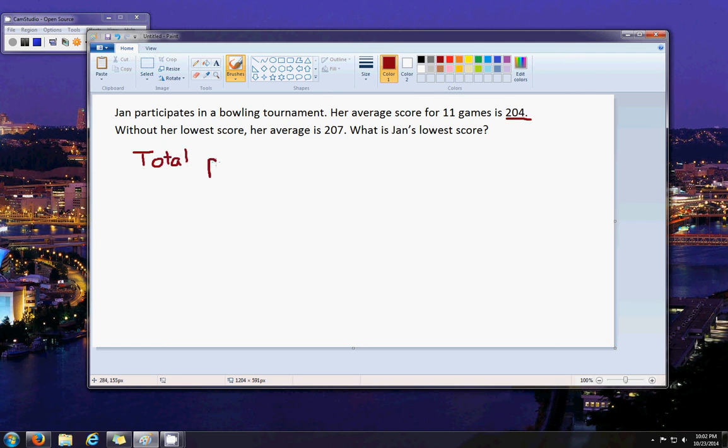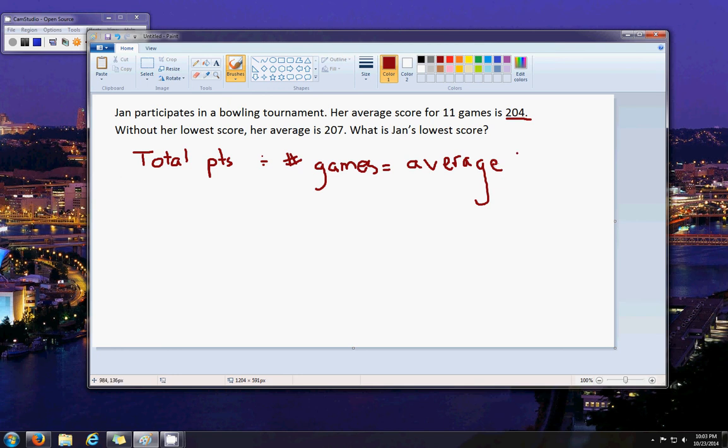Total points divided by number of games will equal our average score. So finding the mean, median, mode, finding the average is something you've been doing for a while now. Back in 6th grade, I know we went over it.